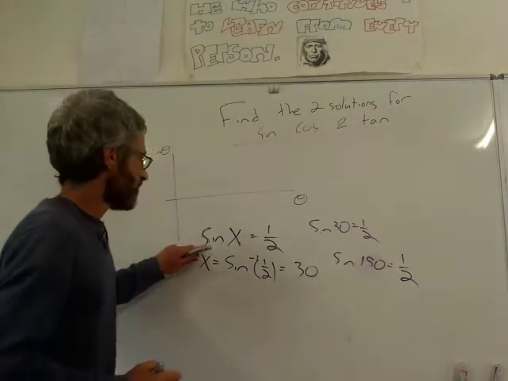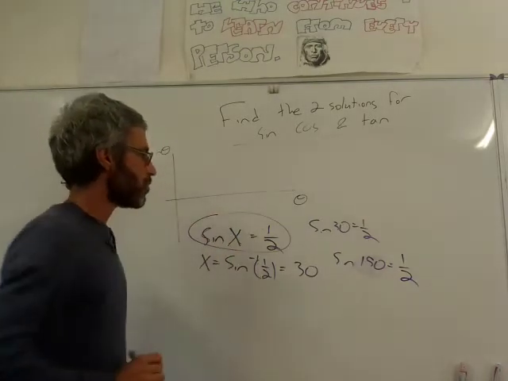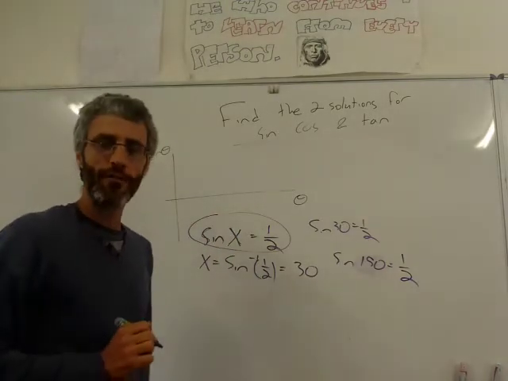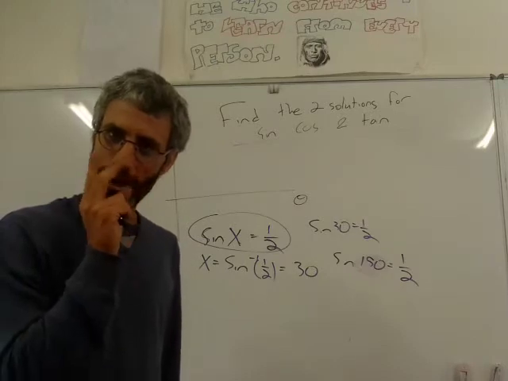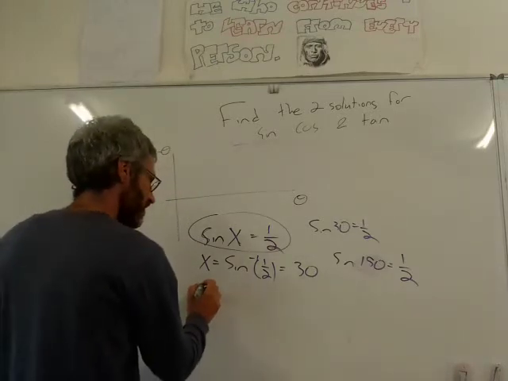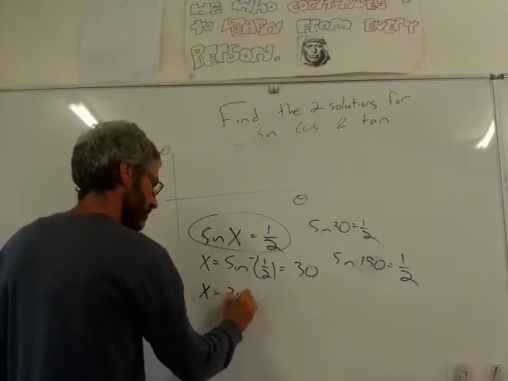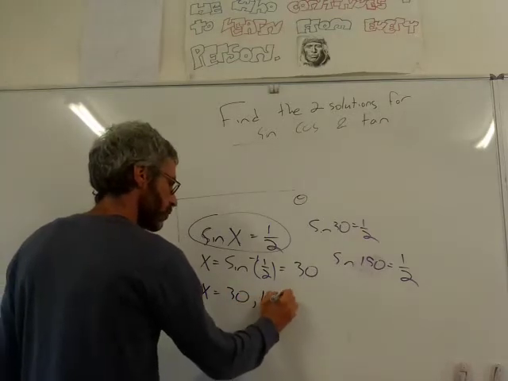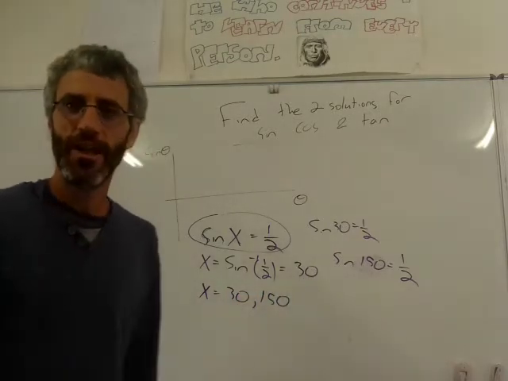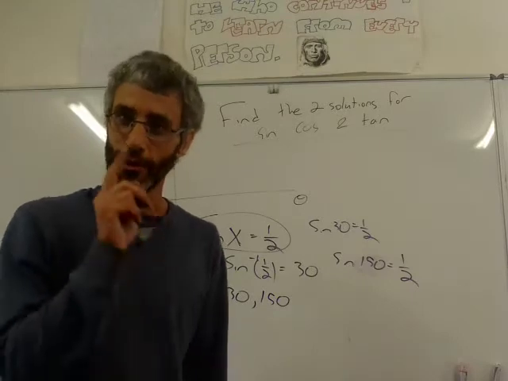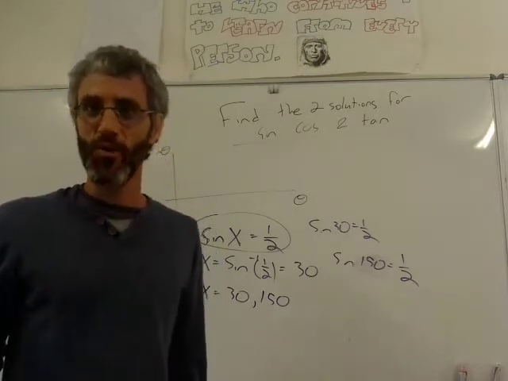So, for the equation sine x equal half, there isn't one solution, there really are two solutions. One solution is going to be 30, and the other solution will be 150. So we're getting two solutions, and if we write only one of them, we won't get 4 marks.